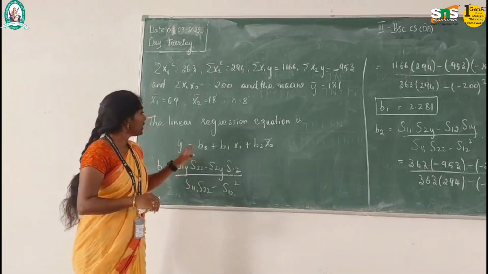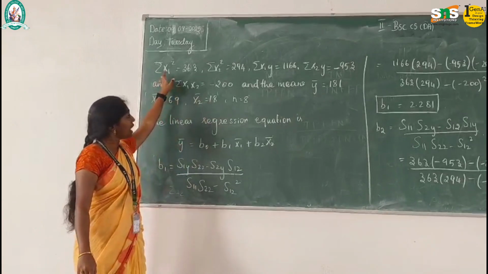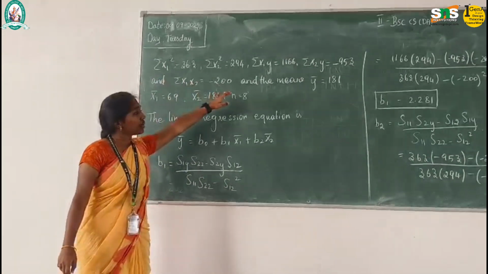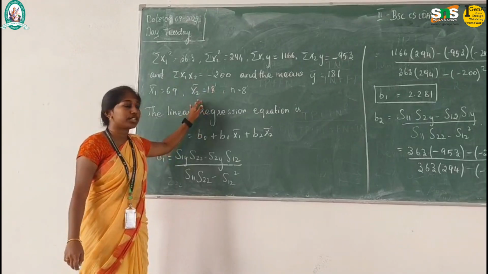Going to see a problem with linear regression equation. So this is the problem statement. Here the summation values are given, and the values for the mean were also given. So we are going to find the regression equation for this problem.